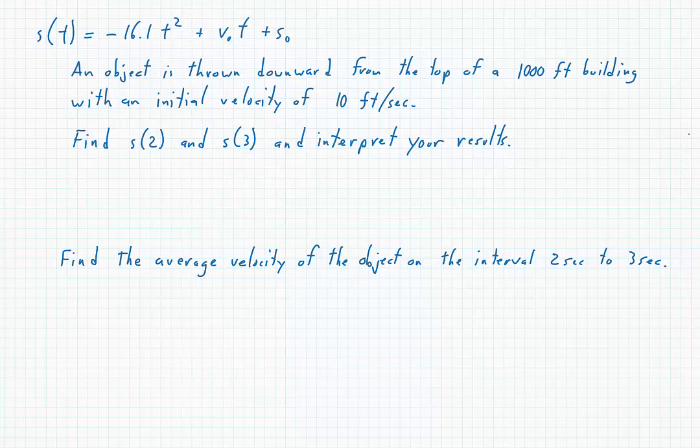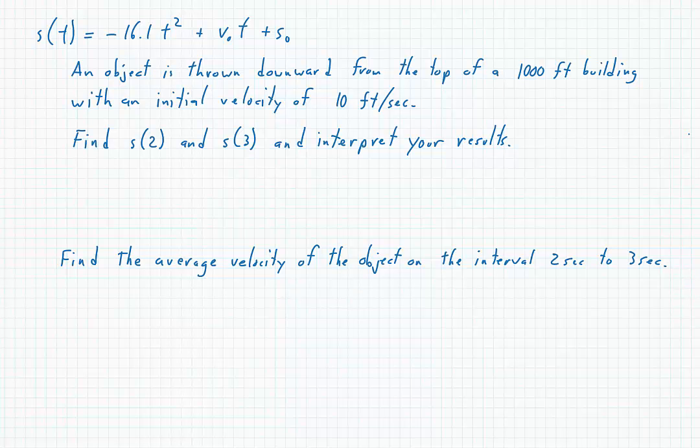If this was a metric problem, you'd probably see negative 9.8 there instead, but the rest of the function has exactly the same setup to it. Now the v sub 0 and the s sub 0, or v naught and s naught, those are initial velocity and initial position values. So for the problem we're looking at here, we have an object that's thrown downward from the top of a 1,000 foot building with an initial velocity of 10 feet per second.